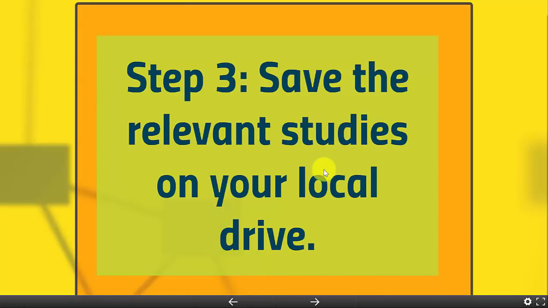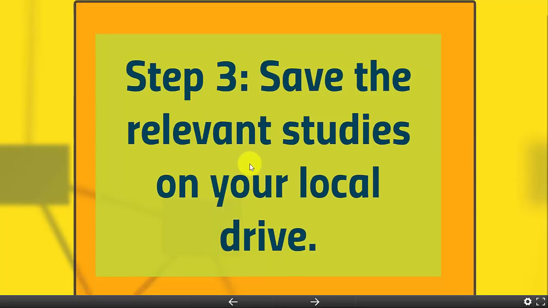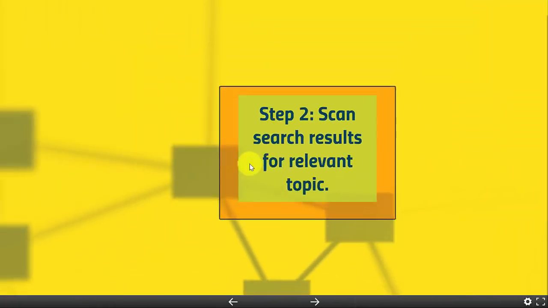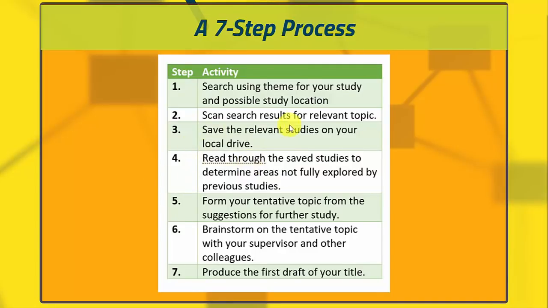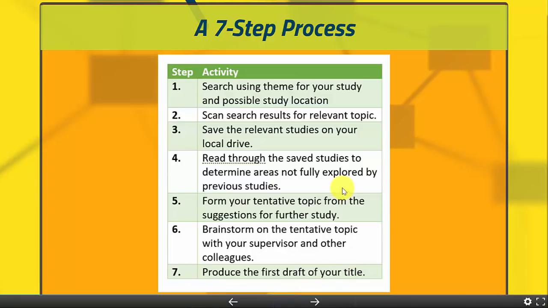Let's see what the other steps are before we round up this. So we said we've done save relevant studies on a local drive. Then read through the saved studies to determine areas not fully explored by previous studies. We have been doing that as I went along. And then form your tentative topic, brainstorm on tentative topic with your supervisor, produce the first draft of your title. These are the other steps we'll be doing next.